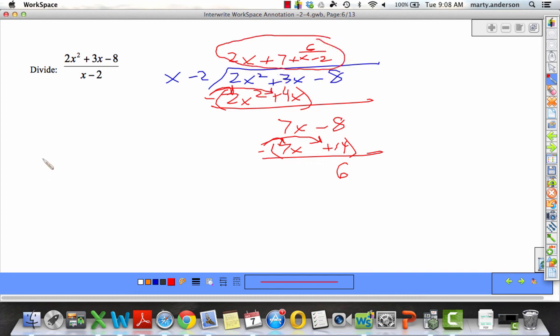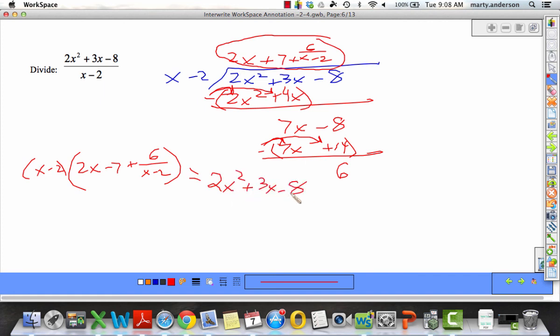So another way to look at this then is that x minus 2 times 2x minus 7 plus 6 over x minus 2 equals what we were dividing, 2x squared plus 3x minus 8. So that's another way to write it if they want you to write it as a couple of factors.